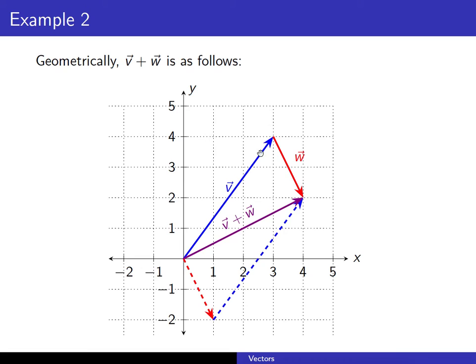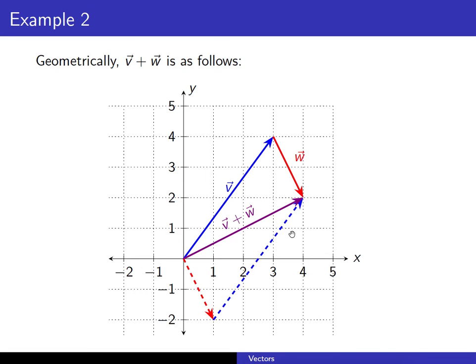Vector w, remember, we can put vector w at the origin if we want, once we know its component form. But the component form for w was 1, negative 2, so if we have vector v at 3, 4, vector w is going to begin right where vector v ends. So we're going to go over 1 and down 2, and this spot right here at 4, 2 is our resultant vector v plus w. The dashed vectors just show you that we could have started here and gone vector w first and then added to that vector v. So it really doesn't matter.